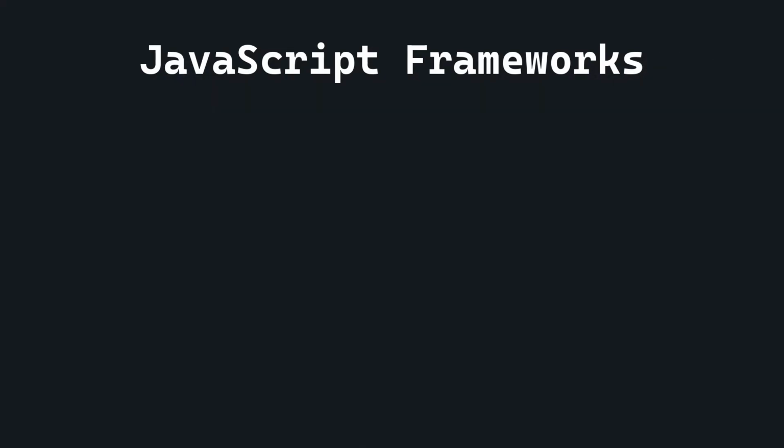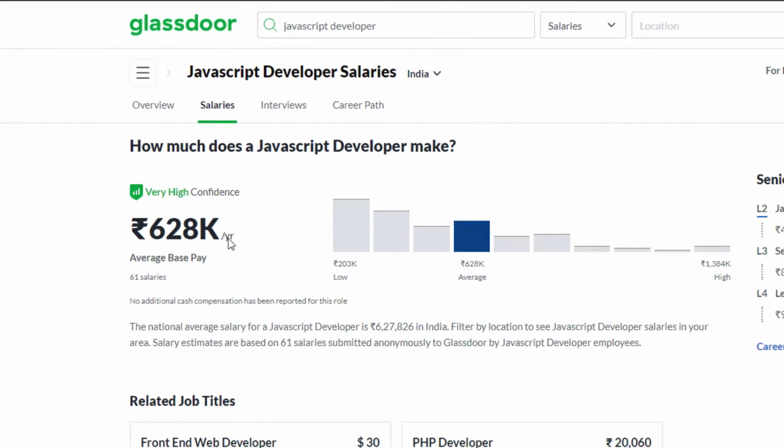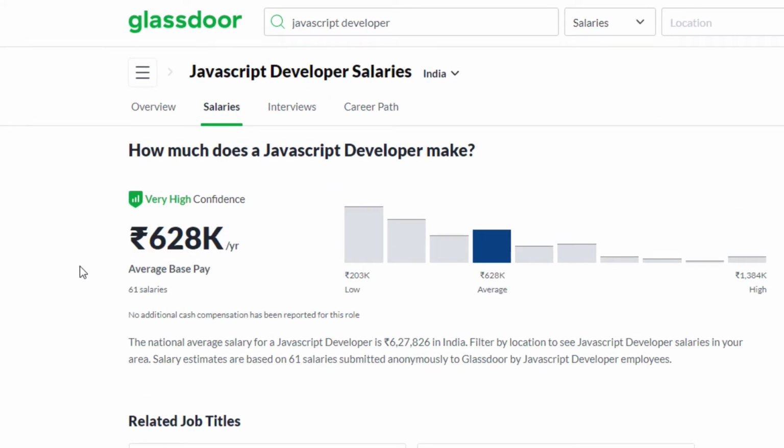You can even build mobile applications using React Native and desktop applications using Electron.js. These are not the only frameworks, there are many more which you can explore on the internet. The average salary for a JavaScript developer is around 6 lakh rupees per year as per Glassdoor.